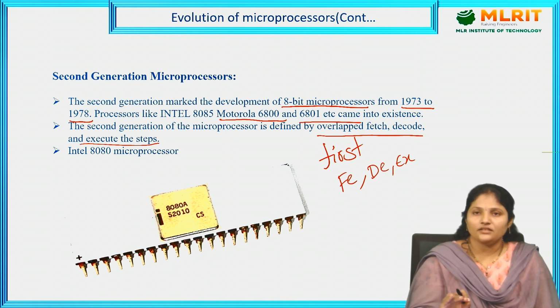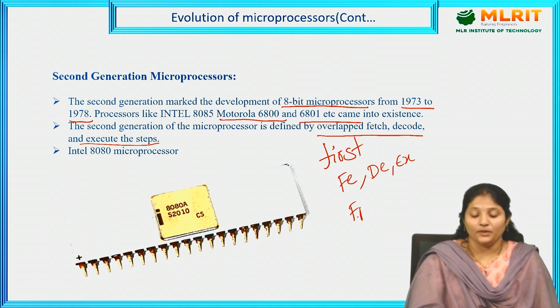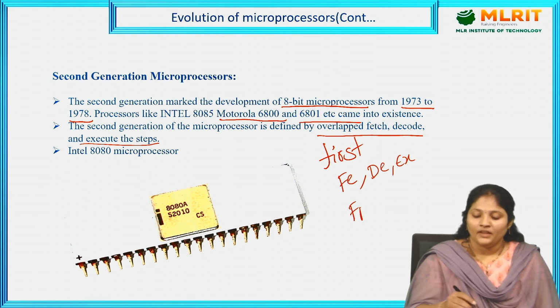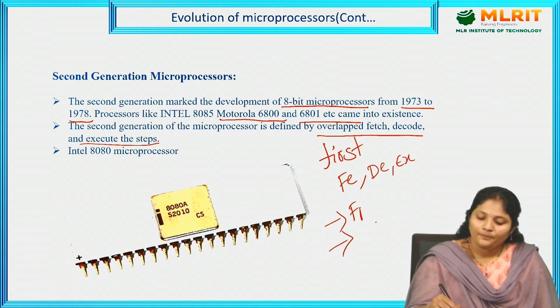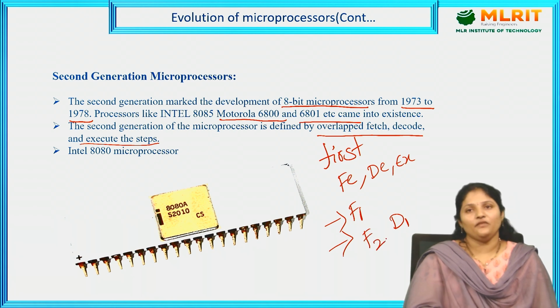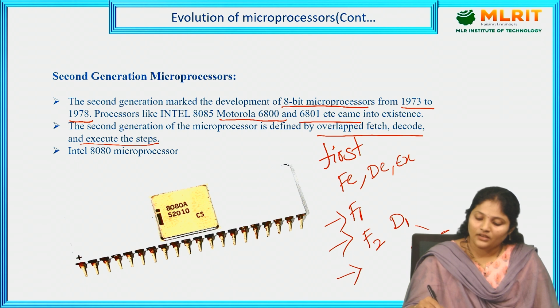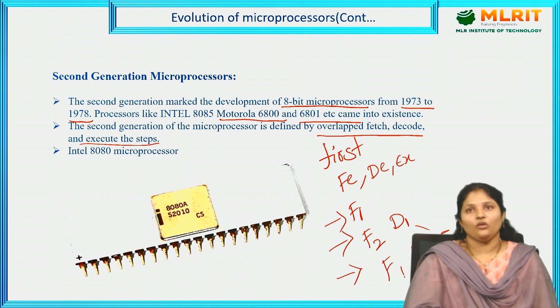That means at the first clock cycle, the first instruction will be fetched. In the second clock cycle, the first instruction comes to the decoding stage, and the second instruction will be fetched. In the third clock cycle, the first instruction comes to the execution stage, the second instruction comes to the decoding stage, and the third instruction starts fetching. So this is the overlapped fetch, decode, and execute steps.